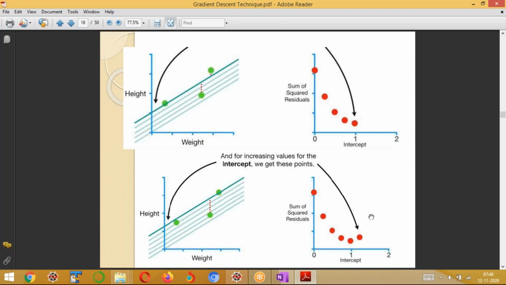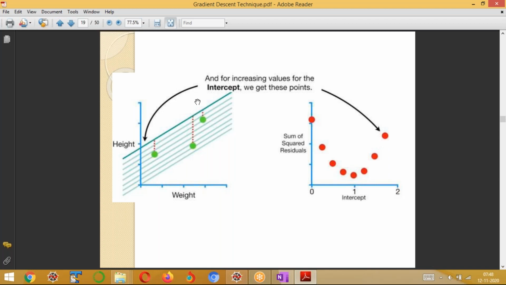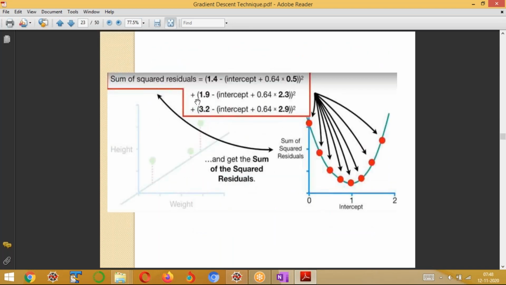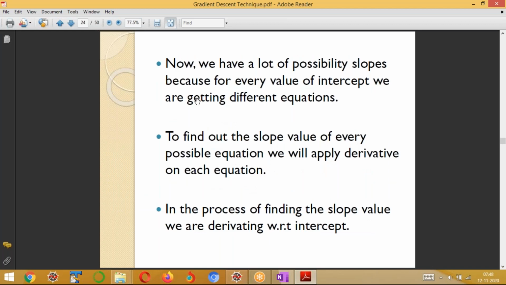If you keep on making changes to the coefficients, it is going to overfit. So we need to understand where your line gets the best fit. Do you want to recollect how it happens? To find the best slope, we'll apply derivative on each equation.